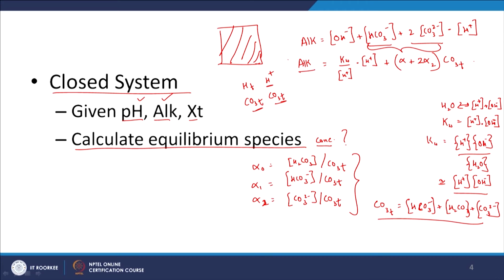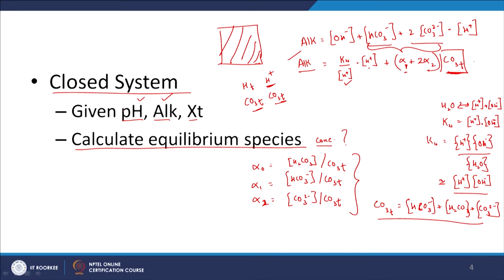Given that you have the alkalinity and given that you have pH or H plus, you can end up calculating the CO3 total, right. You know that alpha 1 and alpha 2 are constants for a given pH. So, you can calculate them, they are more or less constants given that you know the pH and the relevant system, which in this case is the carbonate system.